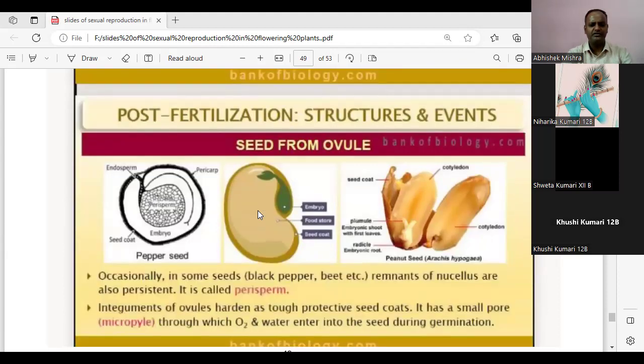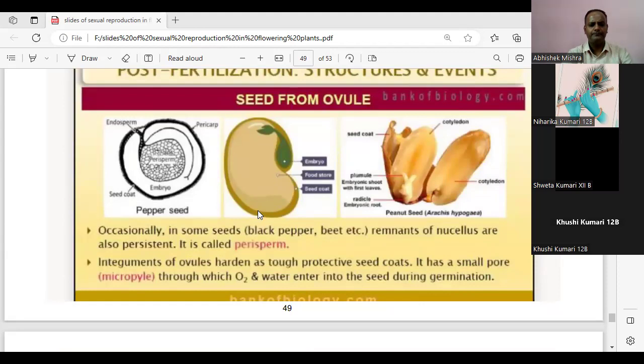Another term, students, sometimes asked in the examination is: what is perisperm? In some seeds, like beet or black pepper, some part of the nucellus remains. Can anyone recall what is nucellus? We have discussed it already. Nucellus. Anyone? What is nucellus?